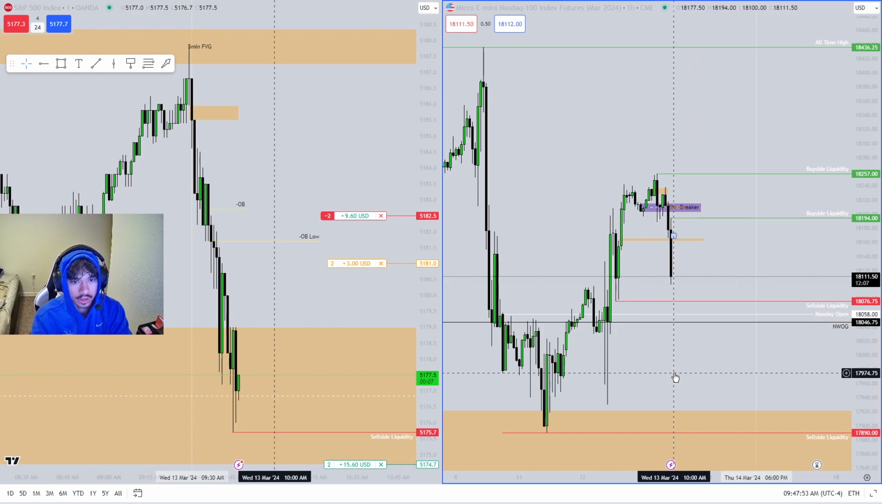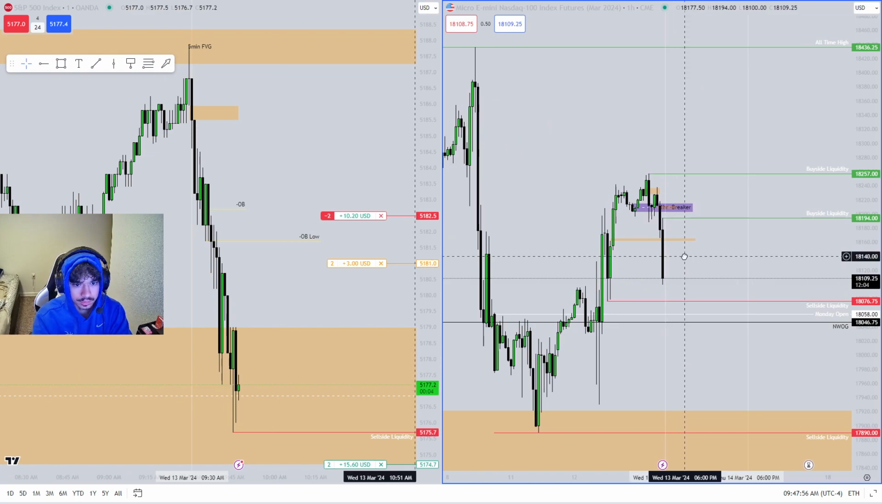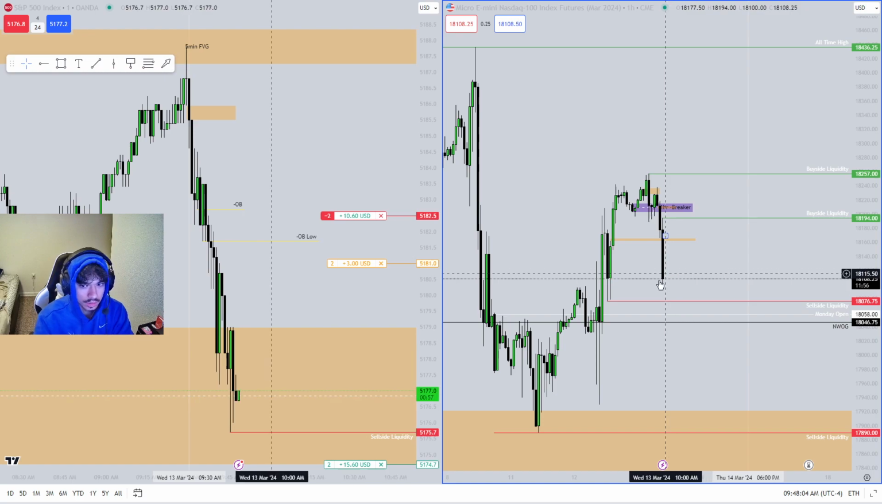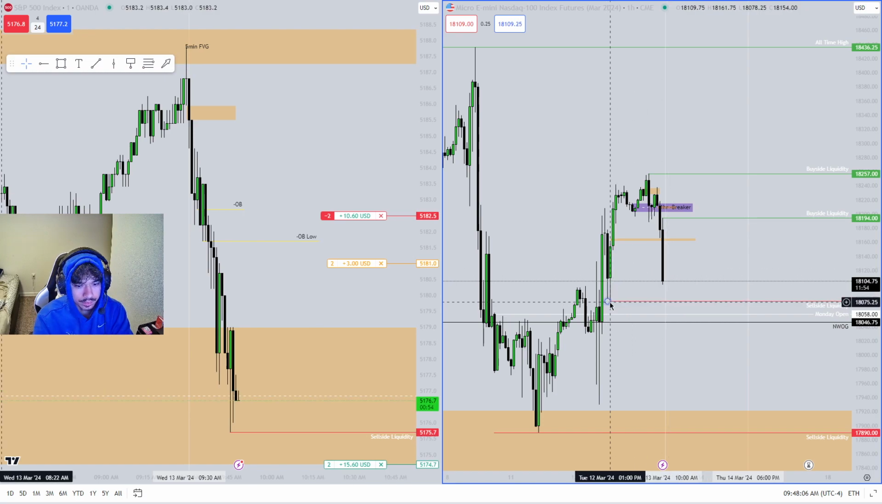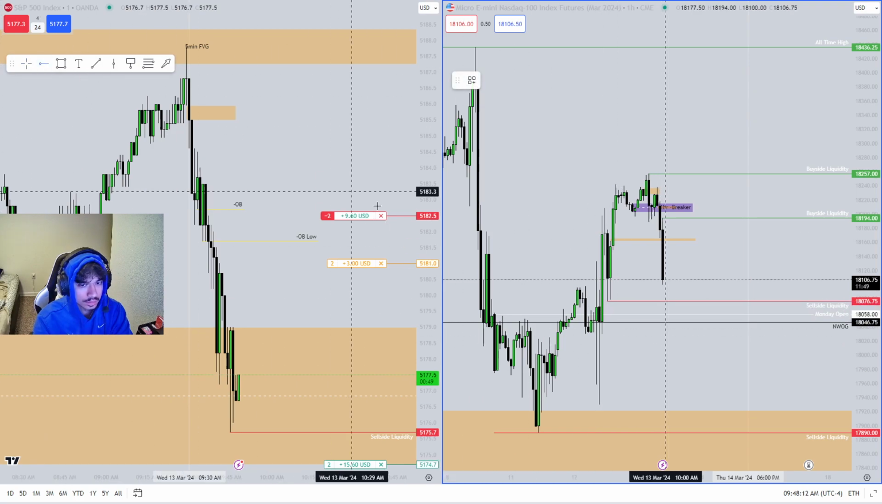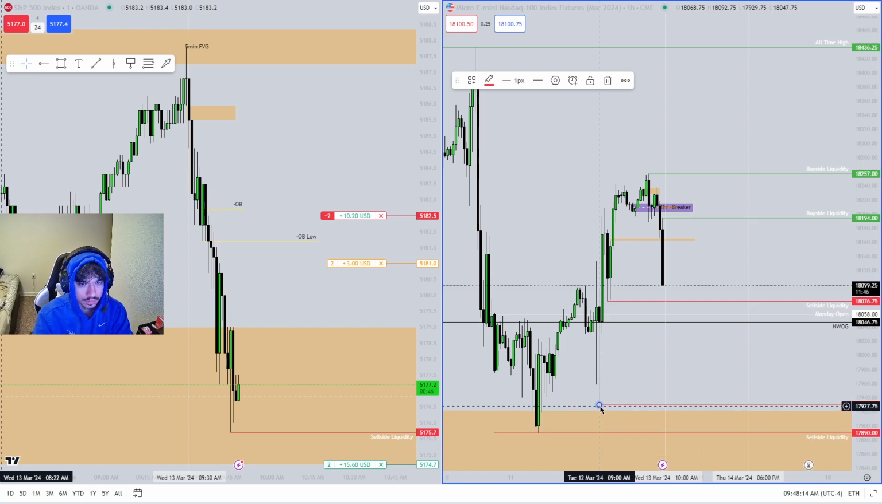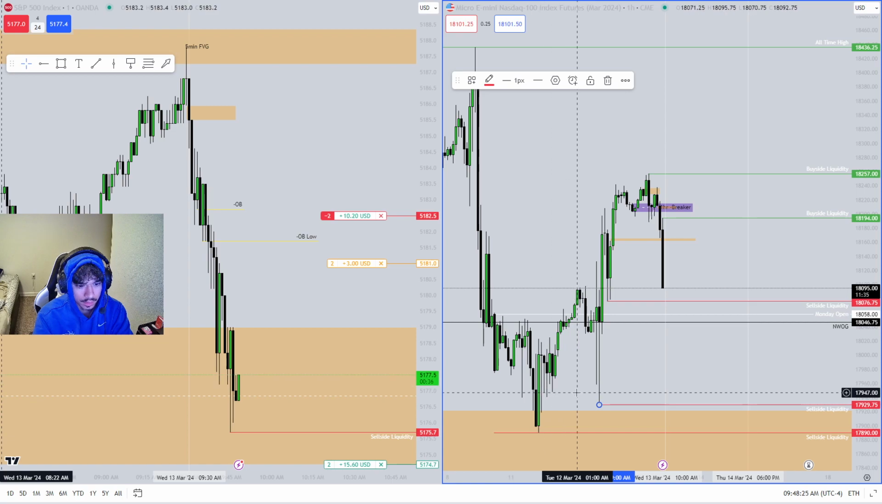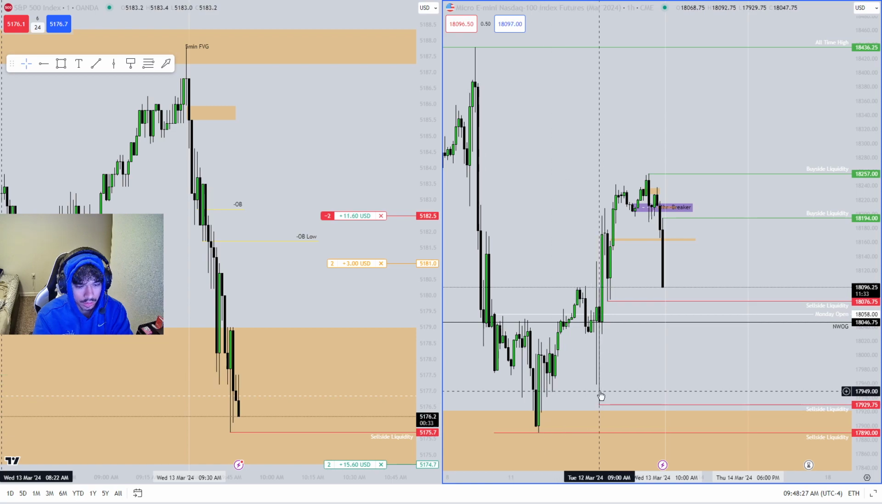Let's hop back on an hourly chart here. Most likely gonna find something to get me in going short on NASDAQ to get me to this liquidity right here. So that's the low of the day on Monday, 9 a.m. Nope, this was the low, 10 a.m. on Monday. Tuesday night, wait, never mind. Yeah, this is Tuesday's low right here.